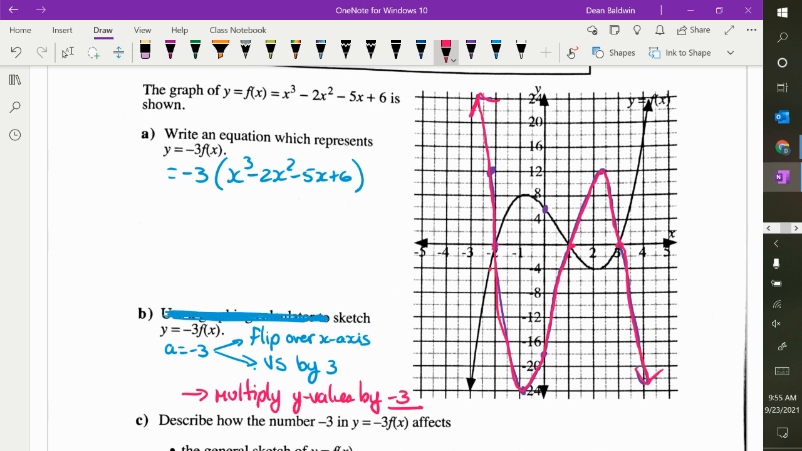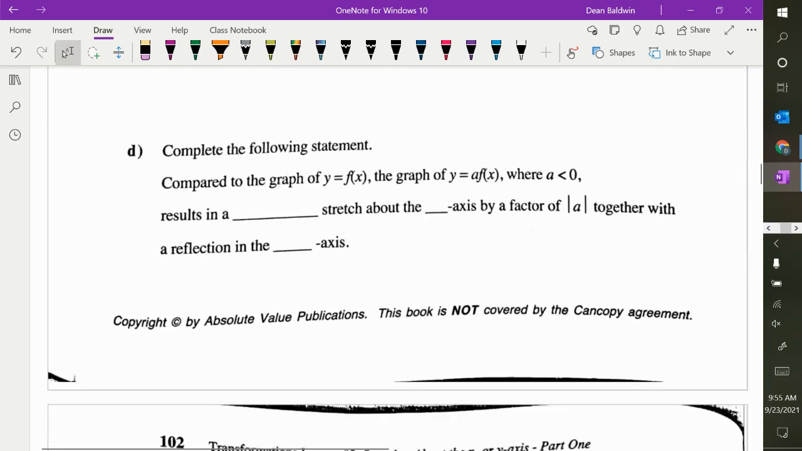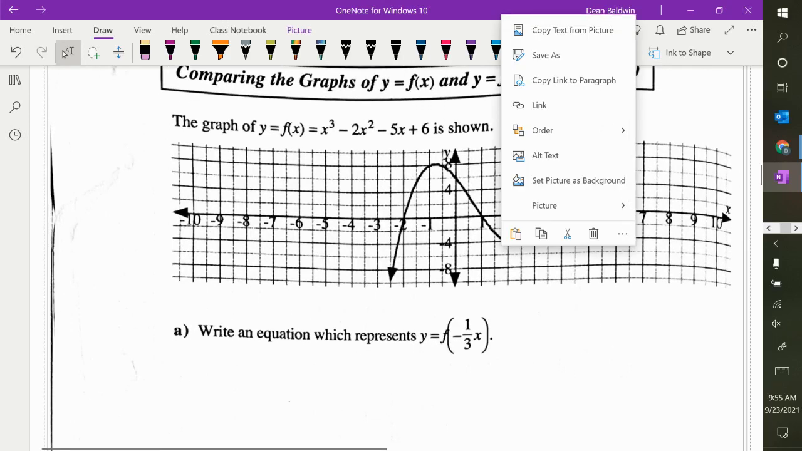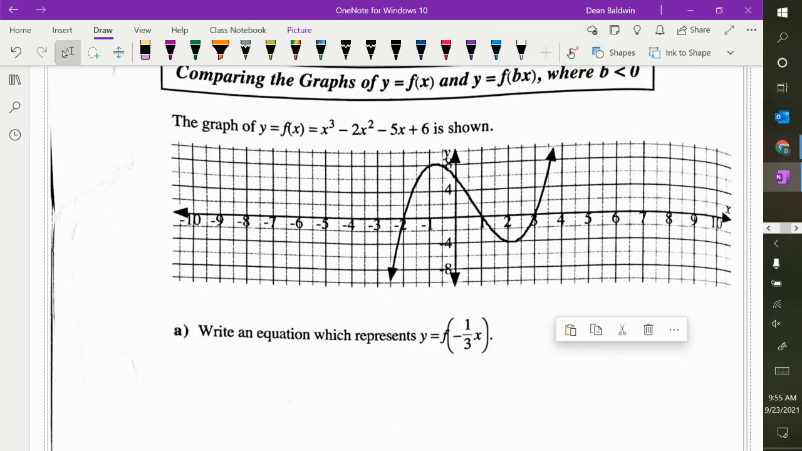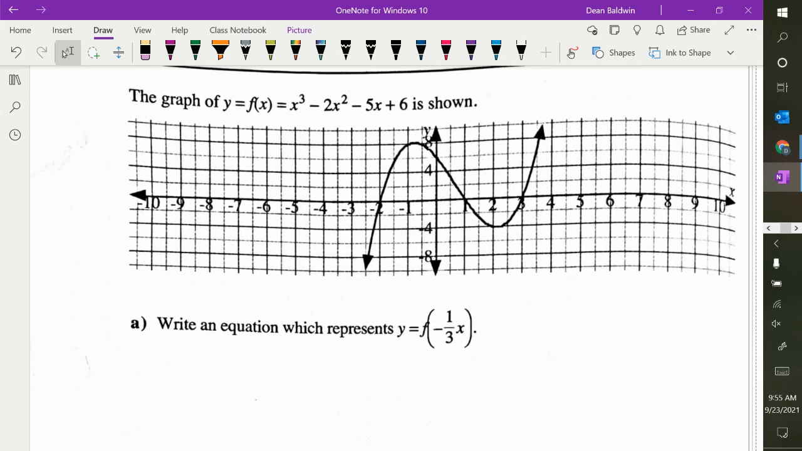Is that okay? Yeah. All right. We're going to flip the page, and we're going to do b value. All right.